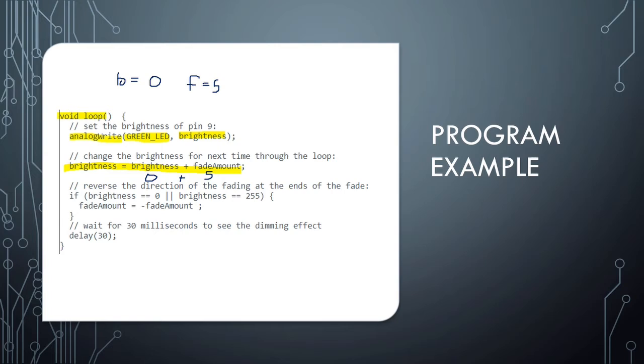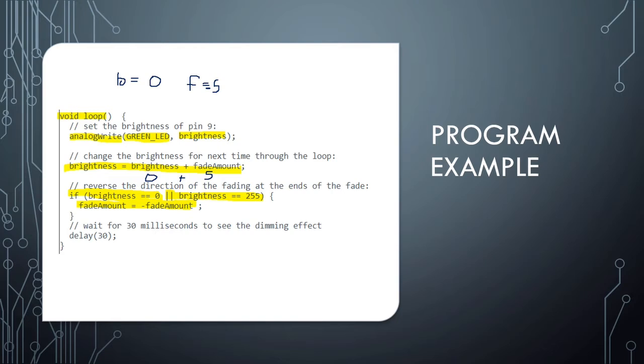Then on this next line, I'm not going to get into this command too much, but it is saying that if the brightness value is equal to 0, or if it is equal to 255, you'll see we have a little OR gate in here. If it's equal to one of these values, the fade amount will equal a negative fade amount. All that means is we're going to put a negative in front of the 5. So we're going to start at 0, right? Our brightness will start at 0. It will keep going up by 5 until we hit 255.